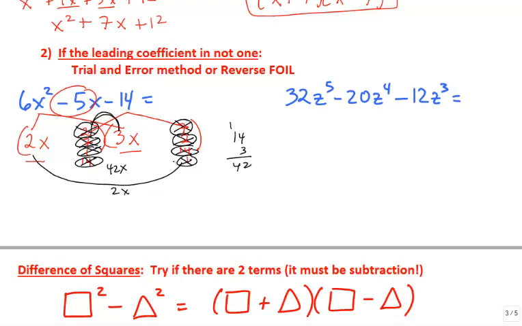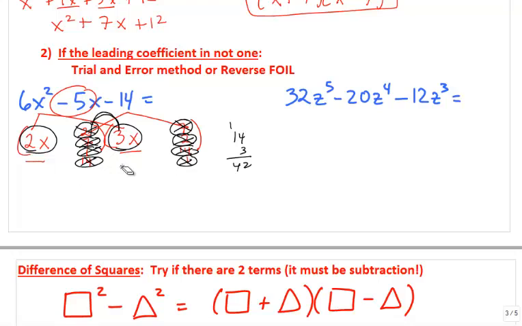So none of these worked. What does that mean? Does that mean that this doesn't factor? Unfortunately, no, because remember what we did at the very beginning. We assumed that to get 6x squared, it had to be 2x times 3x. But that's not the only possibility. Remember, you can also get 6x squared by doing 6x times 1x. And so we have to go back and start all over again, and we have to try that new combination. So that's why this is trial and error.